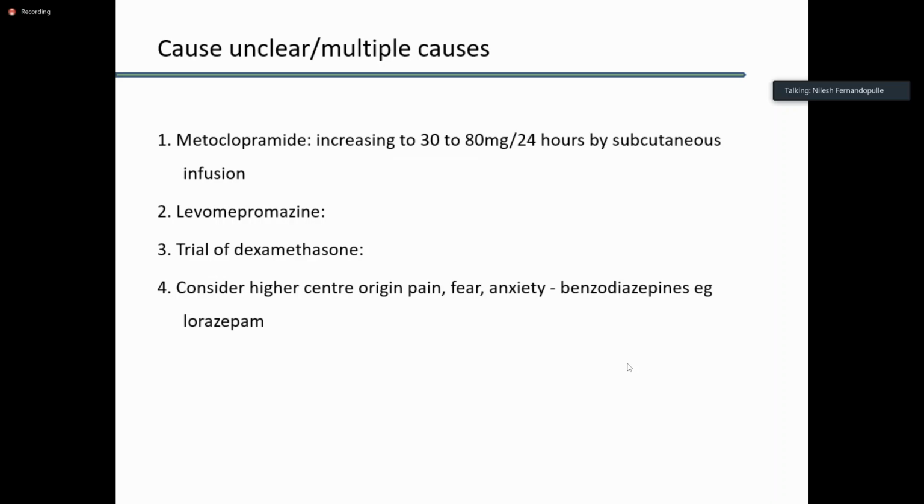Okay, so that is basically a syndromic approach. And so you can basically forget everything I told you. This is the syndromic approach to managing nausea and vomiting in palliative care or even in general practice.